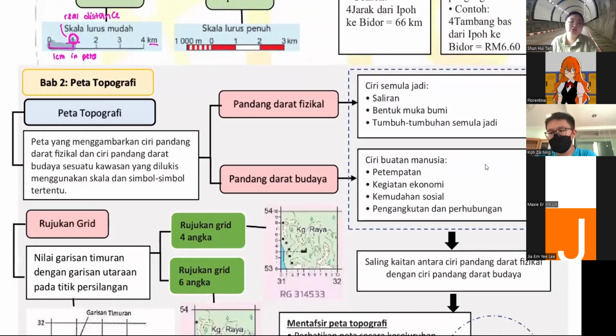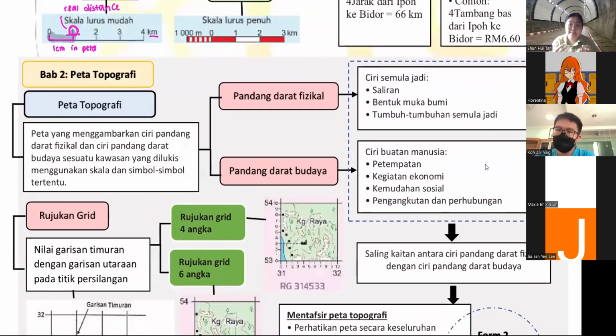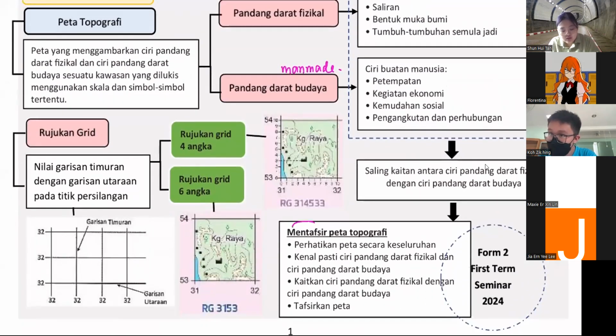And chapter 2 talks about peta. In peta, you need to know about pandang darat: the physical, natural characteristics, and the man-made characteristics. Now, this one you actually learned in Form 1. But in Form 2, they repeat it. Why? Because they want you to analyze the map.